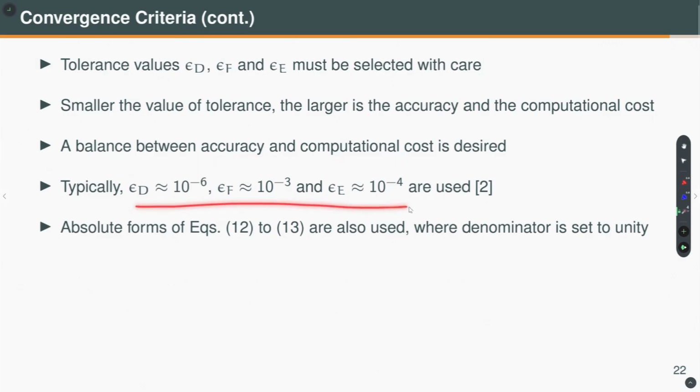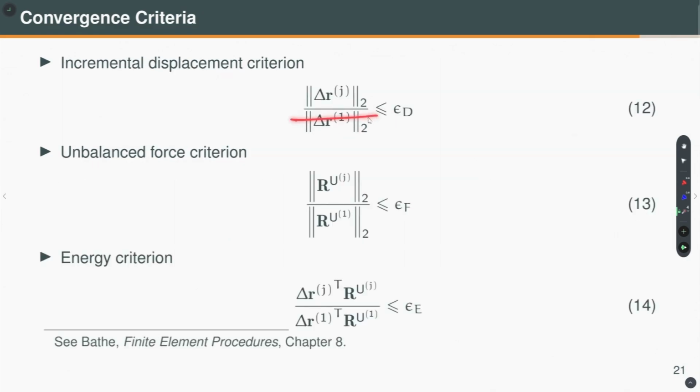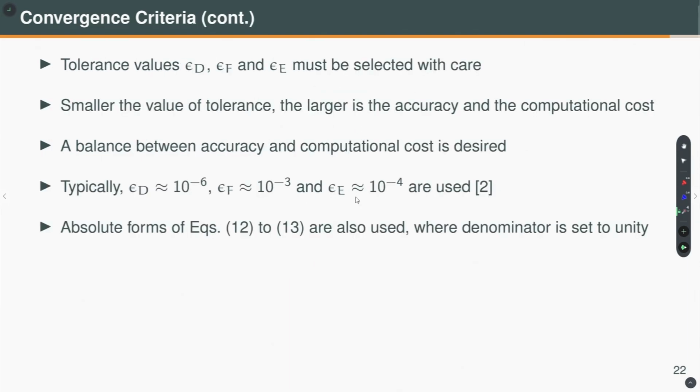Typically, these values can be used where this is for displacement, this is for force, and this is for the energy criteria that I have talked about. And the absolute form of this equation, where this is not there, this is not there, this is not there, can also be used. Okay. But I personally prefer this criteria the most. Okay. For nonlinear problems, I have used much smaller than this tolerance, but it should be okay, but that also depends on the problem at hand.